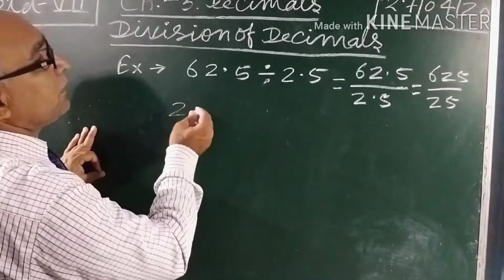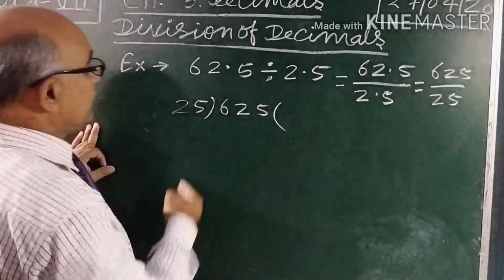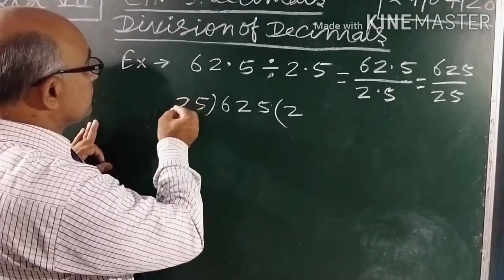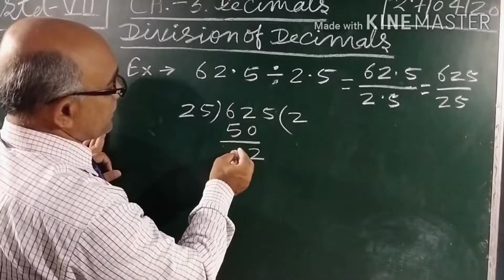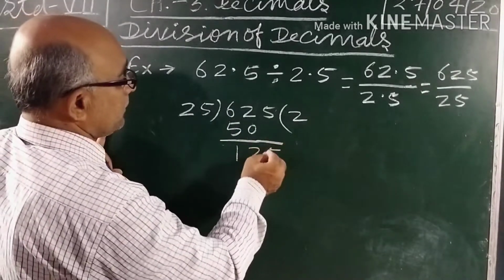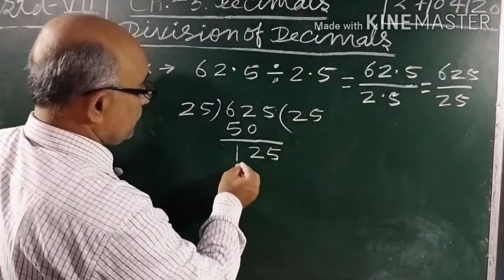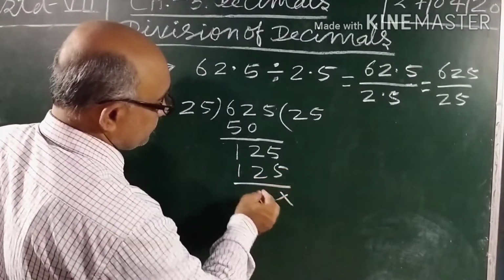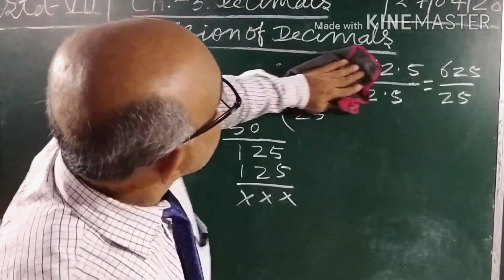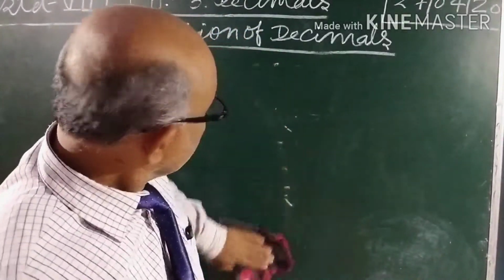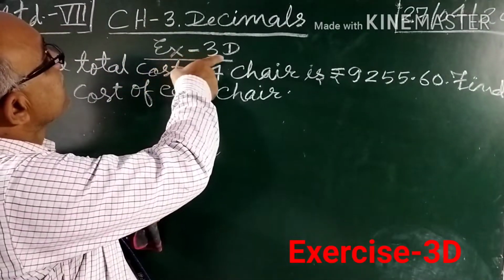Now divide 625 by 25. 625. So 25 twos are 50. 2 minus 0, 2. 6 minus 5, 1. Now bring down 5. Now 25 fives are 125. So write it. And dear students, with the help of these, one important question.